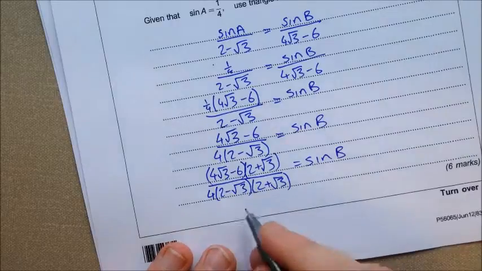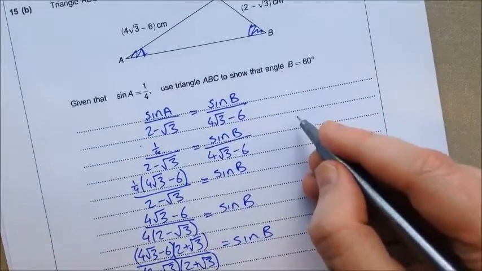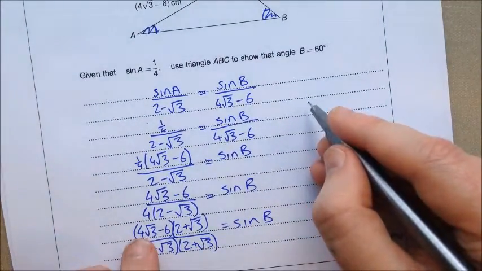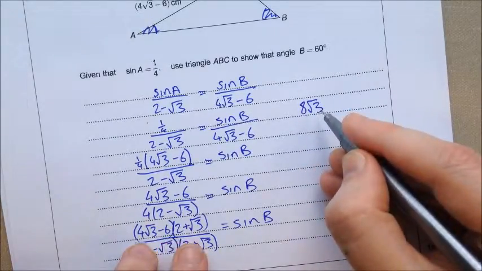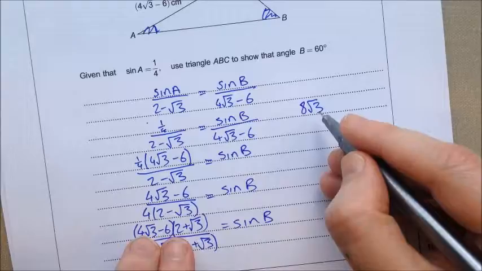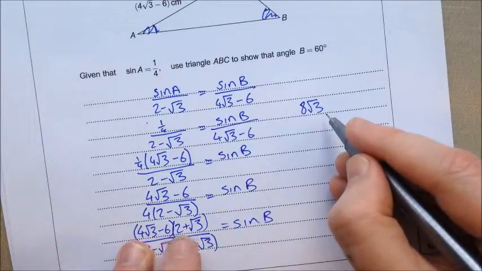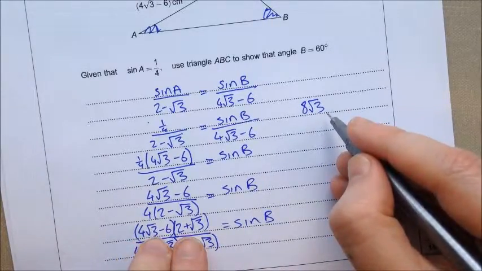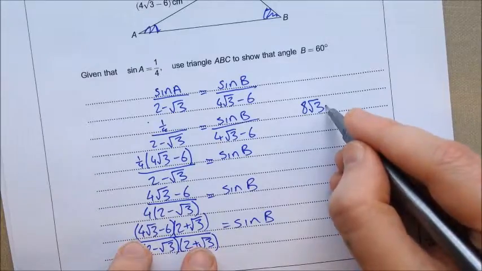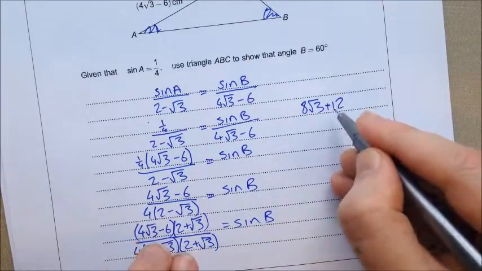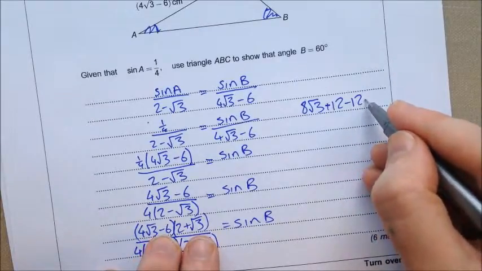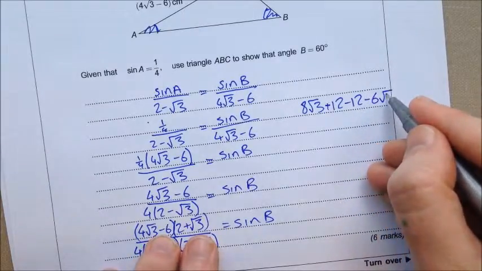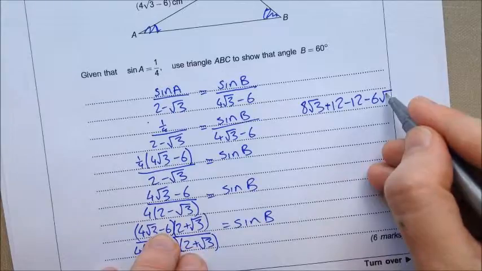Right, do a bit of FOIL. I'll go up here, shall I? So I do the outers, 8 root 3. Sorry, that's the first, isn't it? The firsts, 4 times root 3 times root 3. Root 3 times root 3 is 3, so 4 times 3 is 12. Inners, that's minus 12. And last, that's minus 6 root 3.